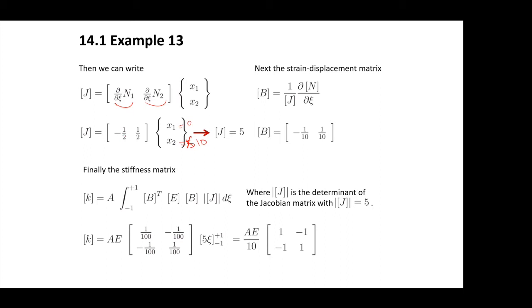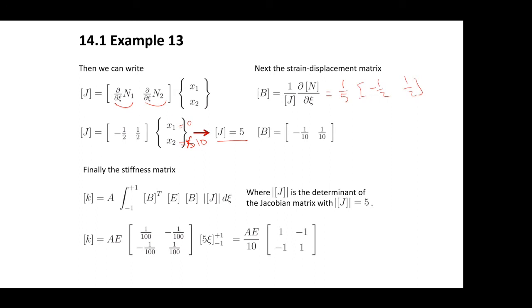And 0 multiplied by minus half is 0. 10 multiplied by half is 5. So the Jacobian is 5. You multiply that with the B matrix. So this is 1 over 5 multiplied by minus half and half.